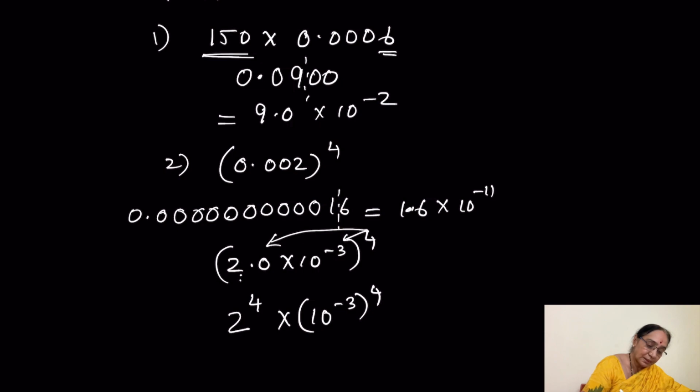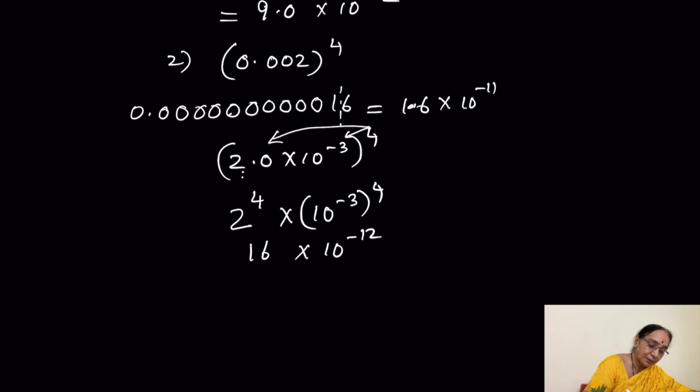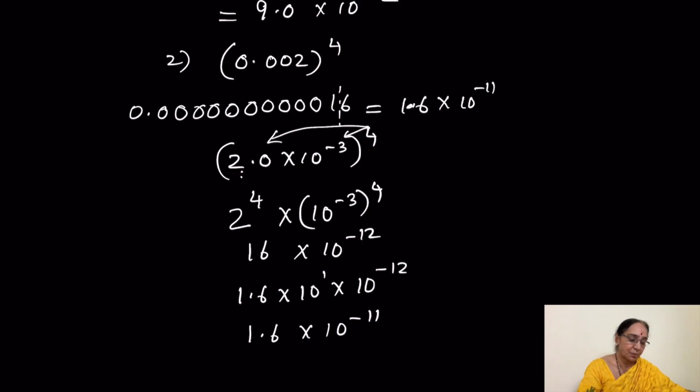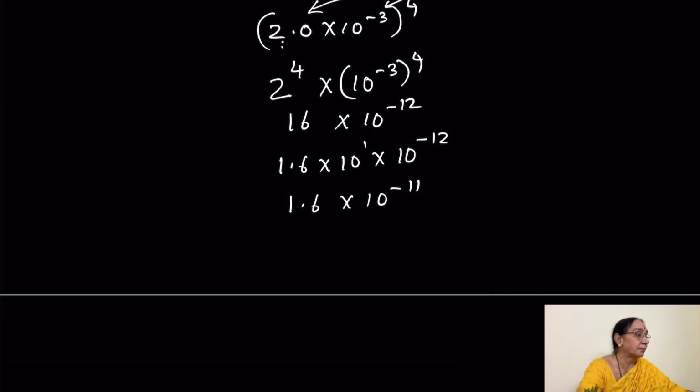So this is 16 times 10 to the power of minus 12, which once again is 1.6 into 10 into 10 to the power of minus 12. Combine these two tens, 1.6 into 10 to the power of minus 11. So if you find this method easier, you can do it by this method, converting the number in the beginning itself to standard form and raising it to 4.